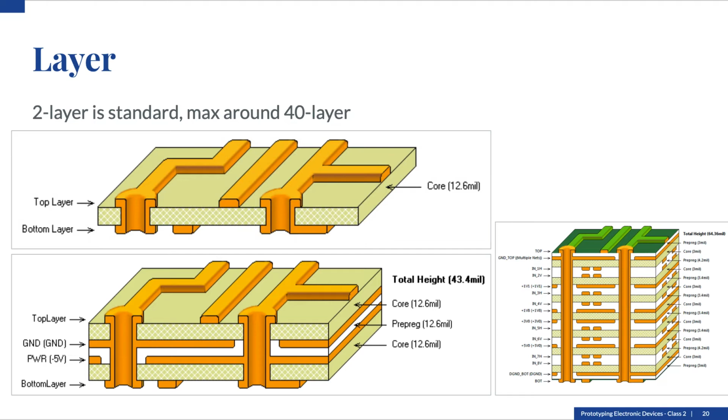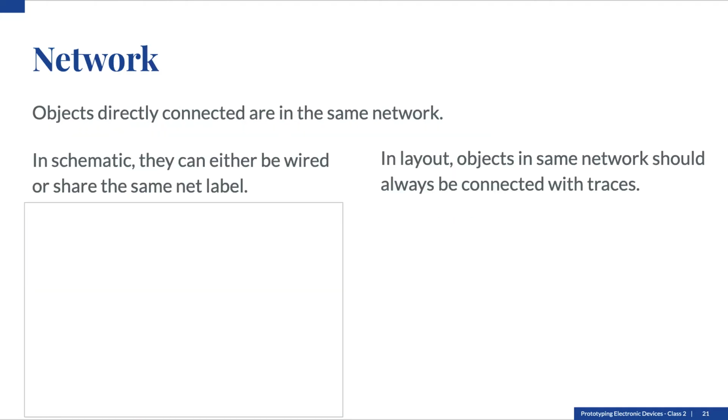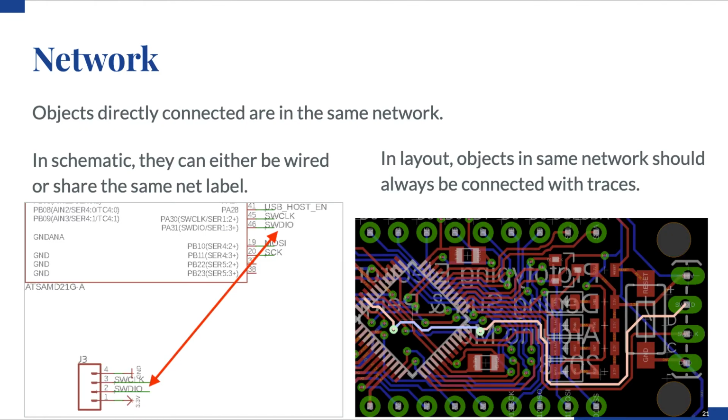For example, an iPhone is using a 10-layer board to make a high-density circuit. A network is a collection of 2 or more interconnected components. In the schematic, the objects can be wired together or share the same net label. For example, on the left image, the pin 46 of the main chip and the pin 2 of J3 are both connected to the SWD-IO network. Although there is no wire connecting them, they have the same net label, so they belong to the same network.